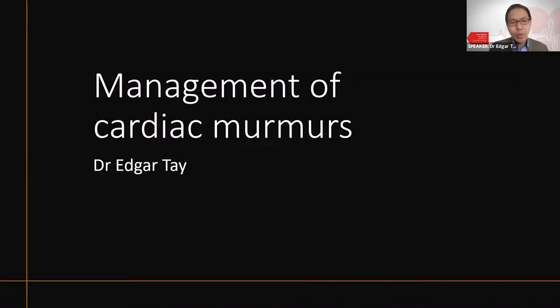Why we are interested in management of cardiac murmurs is because for a long time, traditionally in medical school, we have been taught how to use a stethoscope in a very early phase of our clinical training. And in those years when many of us started, the stethoscope was important because we were picking up a lot of rheumatic valve disease in those days. That really spurred a lot of interest in cardiac murmurs, sounds of the heart and everything.